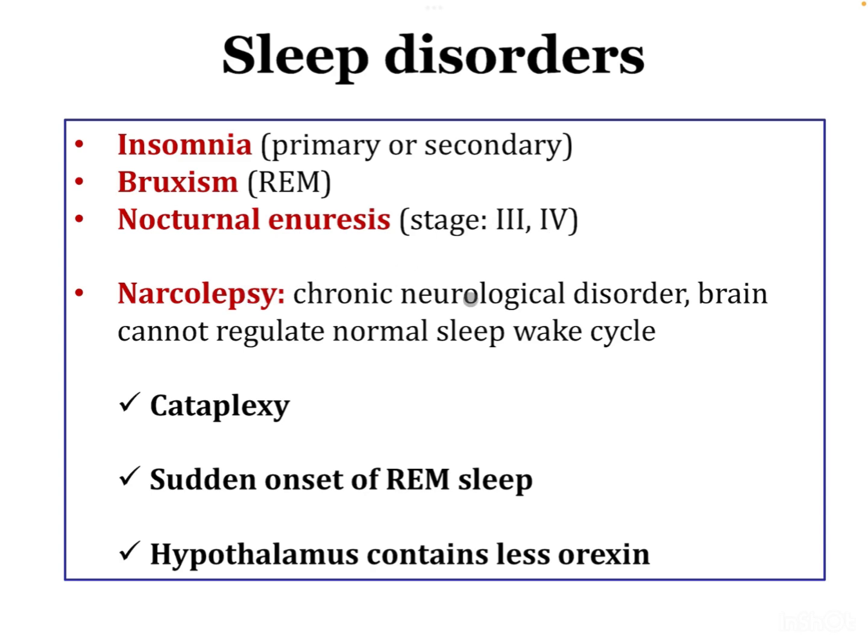Narcolepsy is a chronic neurological disorder in which the brain cannot regulate the normal sleep-wake cycles. Cataplexy is shown in narcoleptic individuals, which is a sudden loss of power of movements and posture while the subject is still awake, followed by an irresistible desire to sleep. There is a sudden onset of rapid eye movement sleep at the beginning of sleep. The hypothalamus contains less orexin in these individuals.